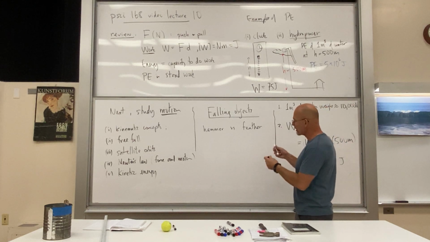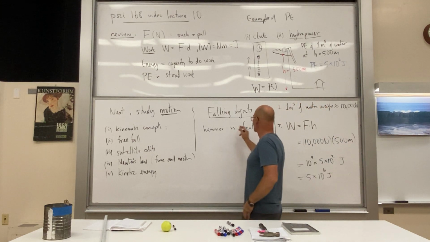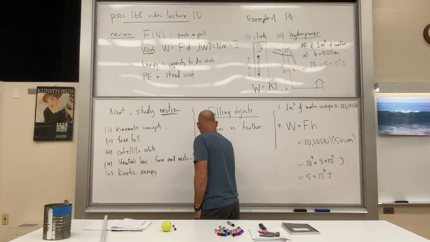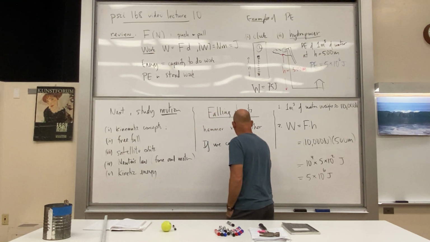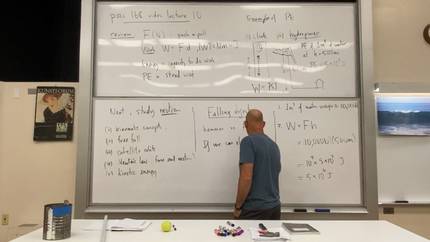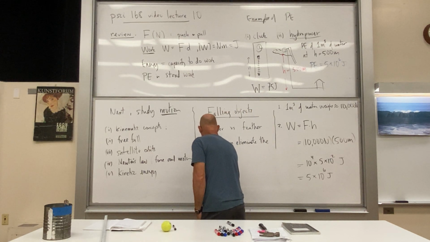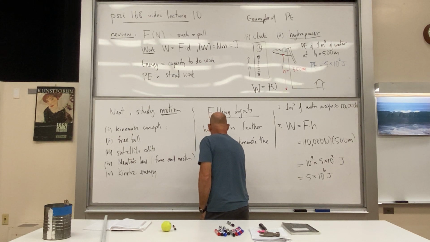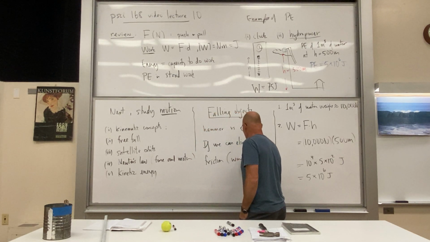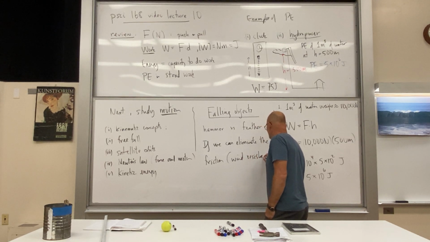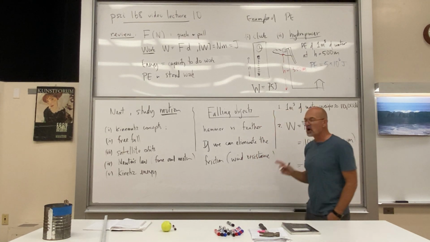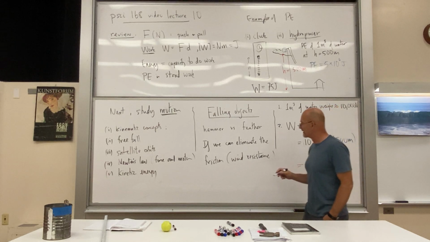Okay, so let's go ahead and write some of this down. Falling object: hammer versus feather. If we can eliminate the friction, you think it's also called wind resistance or air resistance, then all objects fall the same.